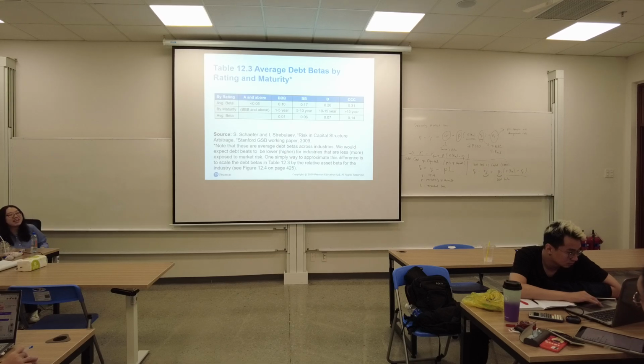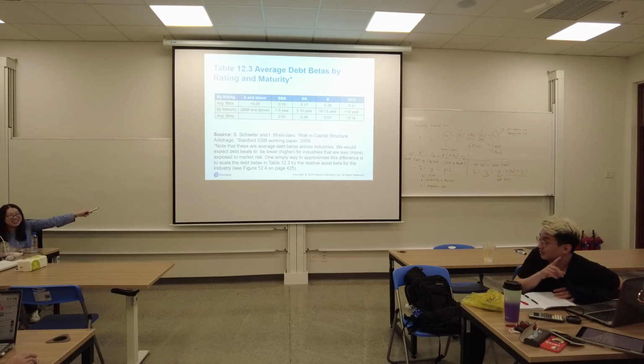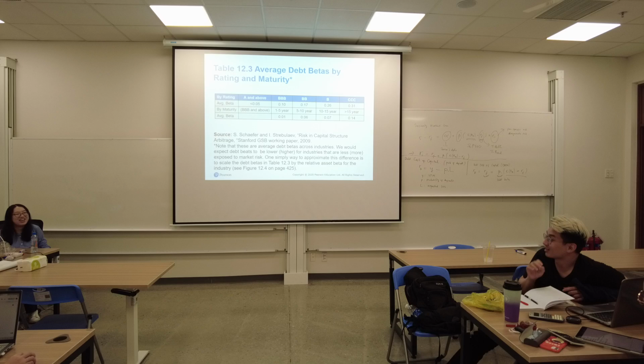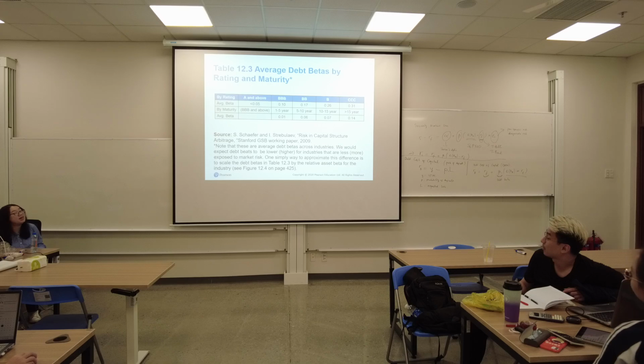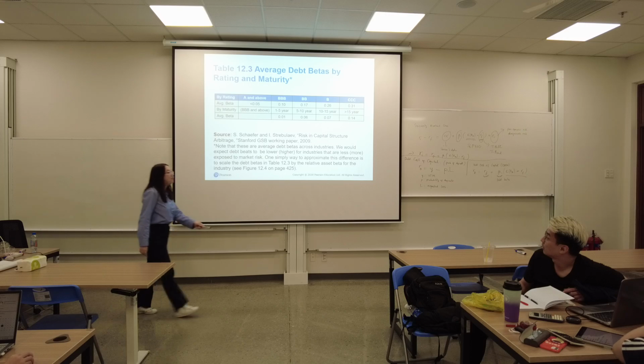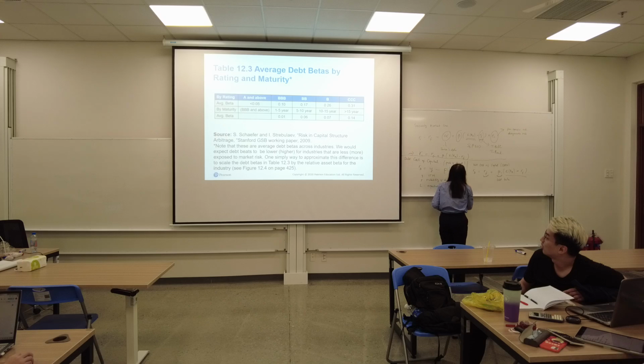So I think that could be the table you are talking about, right, Hui? The average debt beta by rating and maturity, isn't it? Yeah, but the professor gave us a different one, the default rate for each year. And this is the average one. Yes. So you could use this one to get the debt beta, and then apply the debt beta in the CAPM model to calculate the cost of debt.